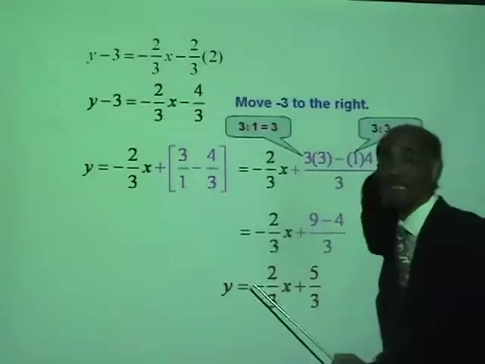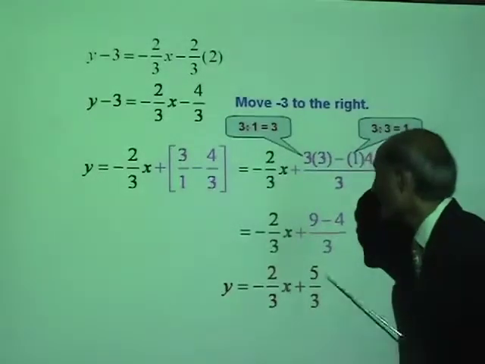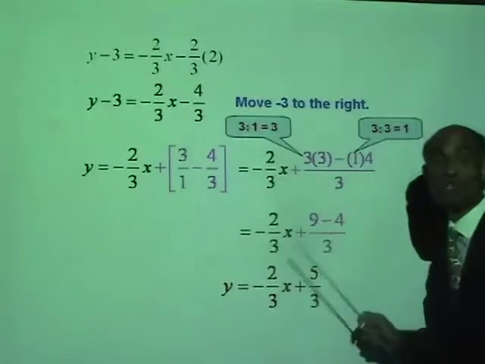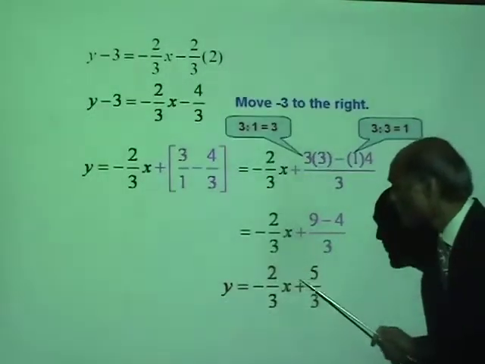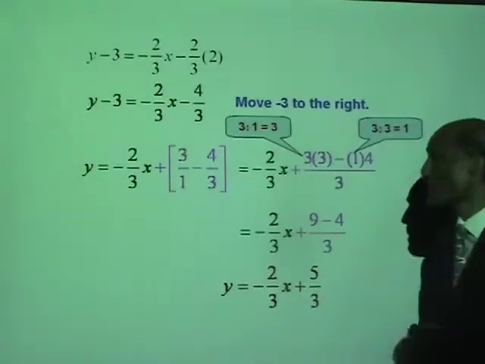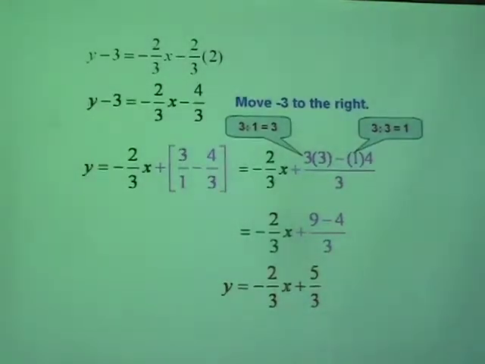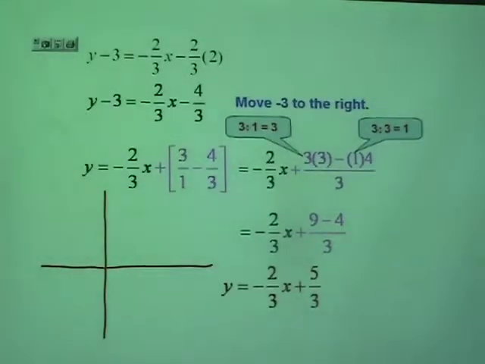Alright, tell me, can you draw the graph of this line knowing what? Knowing the slope, and this is the y-intercept 5/3. Alright, let's see if we can do that over here. Now, this is my graphing window. You can see that, is that right? 1, 2, 3 for x, and y will be 1, 2, 3, and so on.